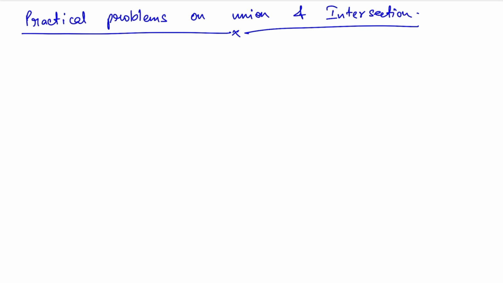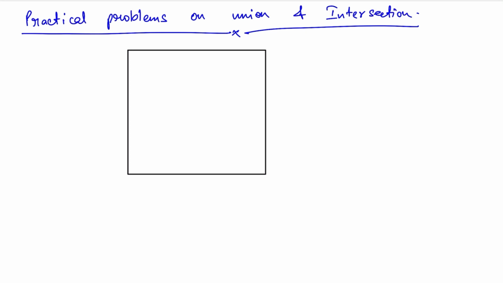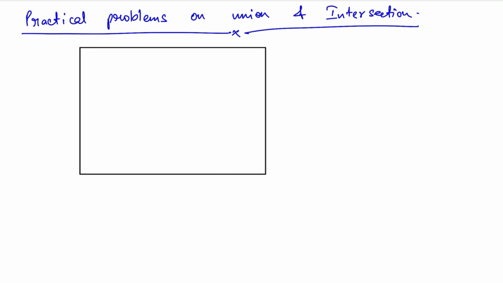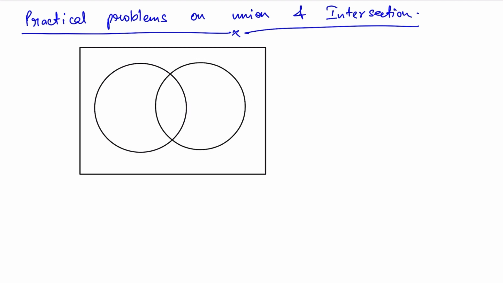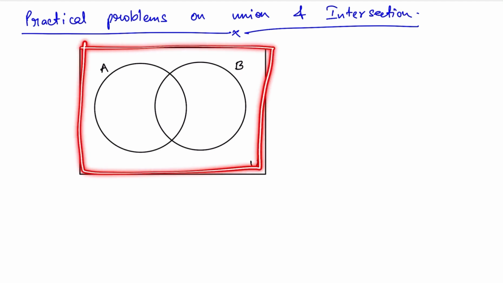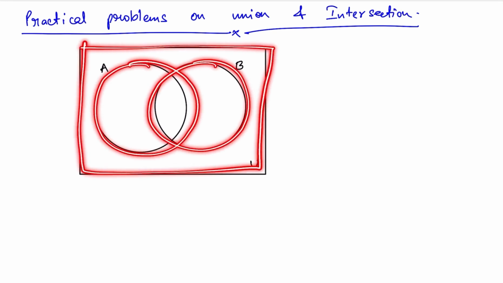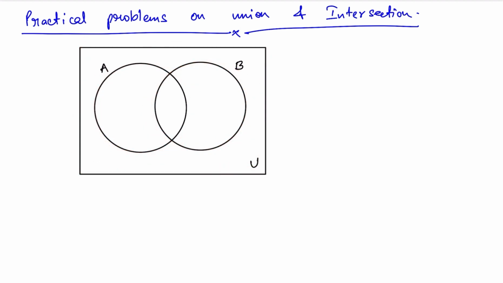So first, I will draw the Venn diagram, a general Venn diagram, if two sets are given to you. So this is the Venn diagram in which two sets and the universal set are given. This is the universal set and these are two sets. Now we will assume something.